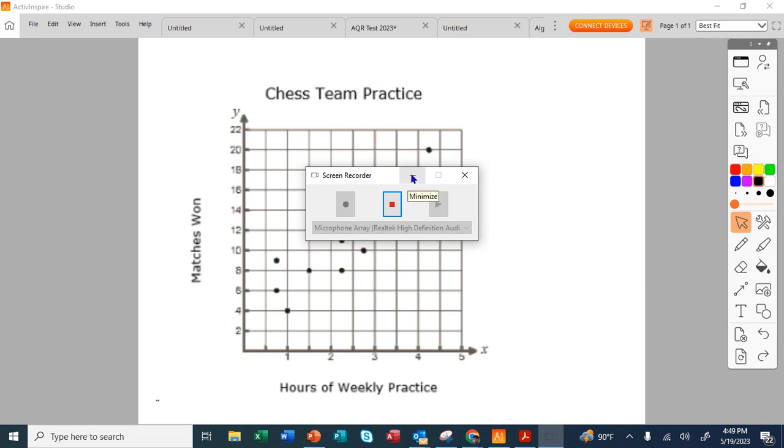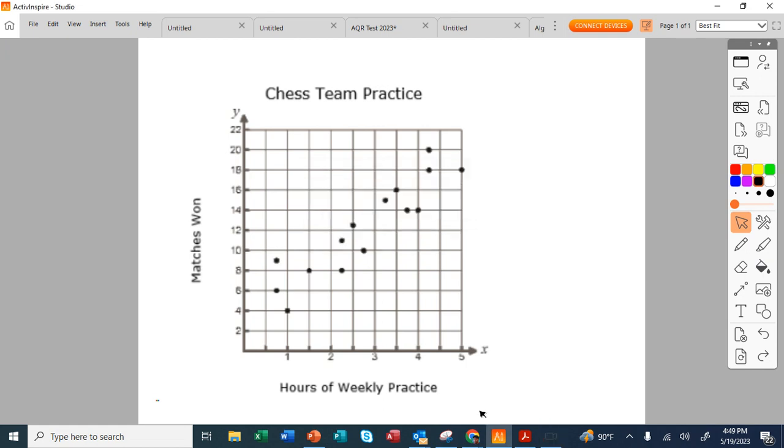Here's the problem. Here's a chess team's practice. Notice this scatter plot has the matches won as the y-axis, and the x-axis is the hours of weekly practice. What we need to do is get this into Desmos so that we can run a regression, find the best regression line, and use that to predict how many hours they would have to practice if they wanted to win 30 games based upon this data.